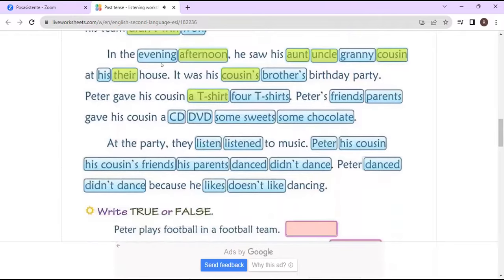Did you listen to music at the party? Yes, we did. And my cousin and her friends danced. I didn't dance. I don't like dancing. Finally, we said goodbye and went home. It was a good day.